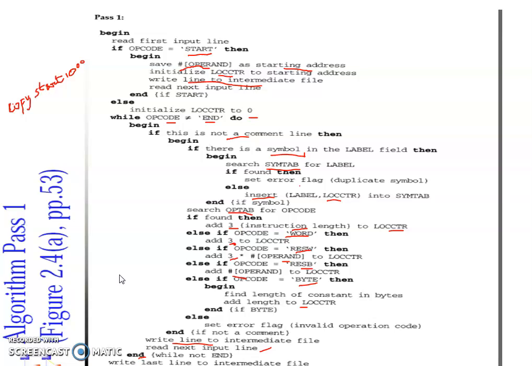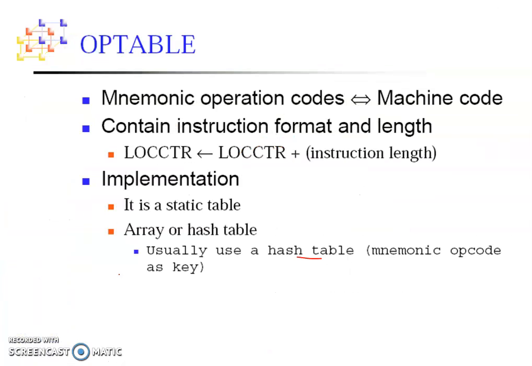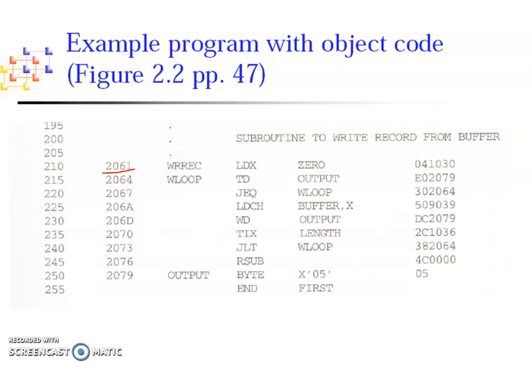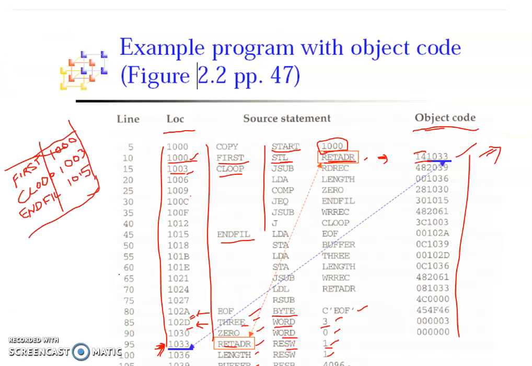After performing Pass 1, we will be generating an intermediate file, and the intermediate file will be in this format. We will have an address, and then a label, opcode, and operand field. Object code will be generated only in the second pass. So after Pass 1, the intermediate file will be generated, and it will have this much content.